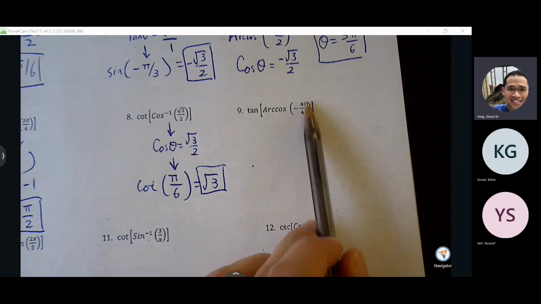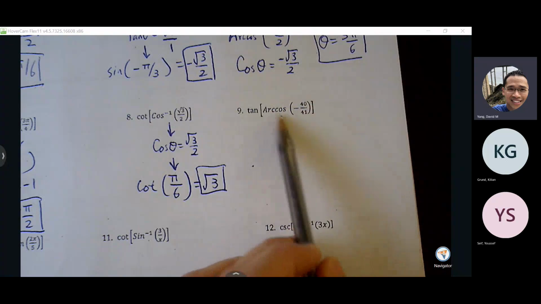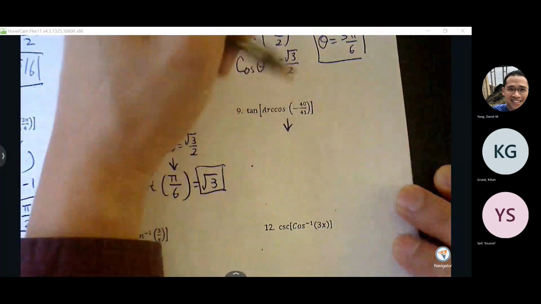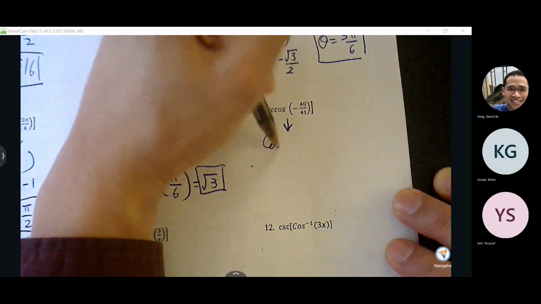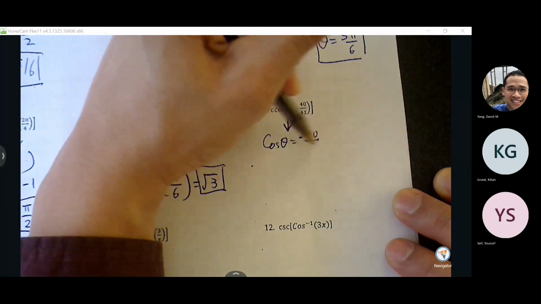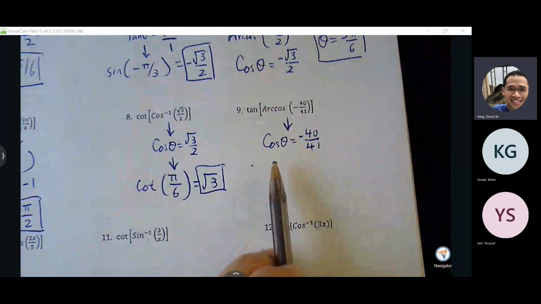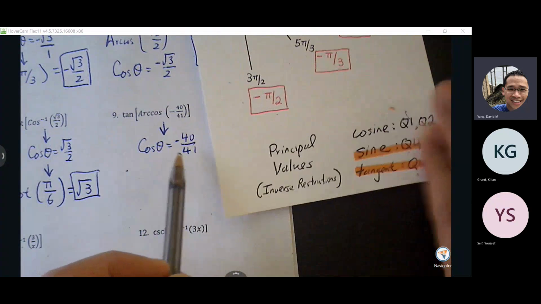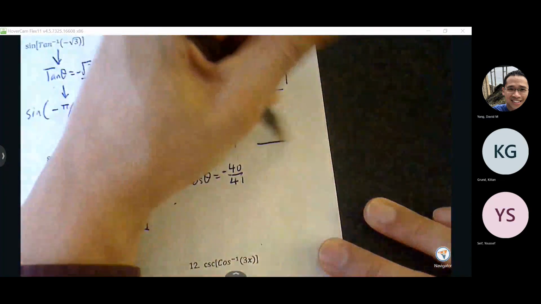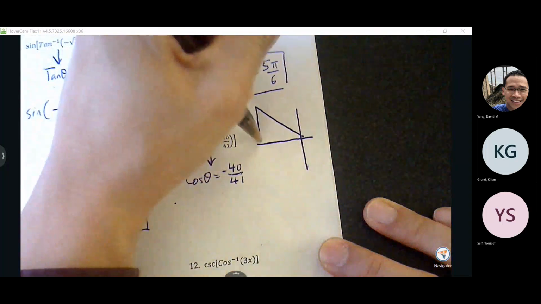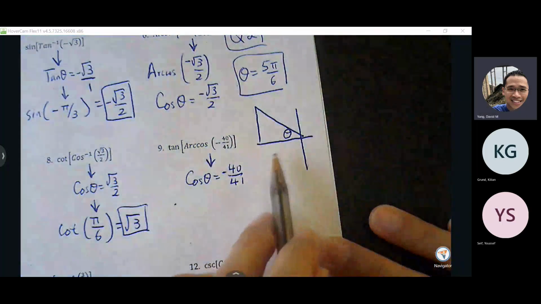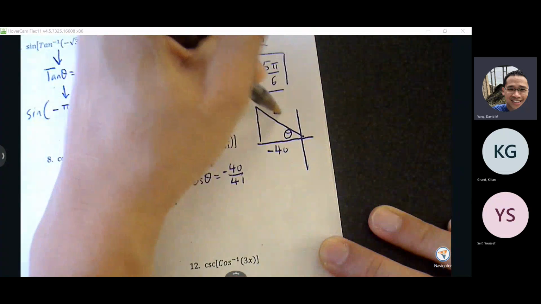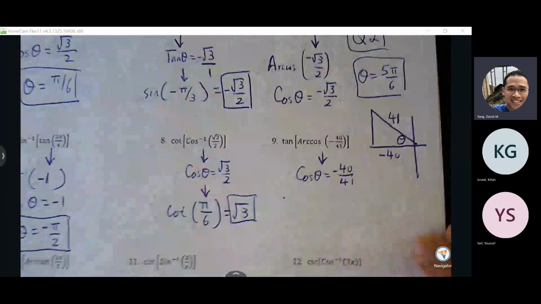Okay. Now we're dealing with a ratio that is not on the unit circle. However, we can use triangles to help us fill out the rest of the information. So our cosine of negative 40 over 41. Where is cosine going to be negative? Cosine is going to be negative in the second quadrant. So we have to build our triangle in the second quadrant. Cosine is adjacent over hypotenuse. So negative 40 over 41. Hypotenuse is always positive. Adjacent, in this case, is negative.